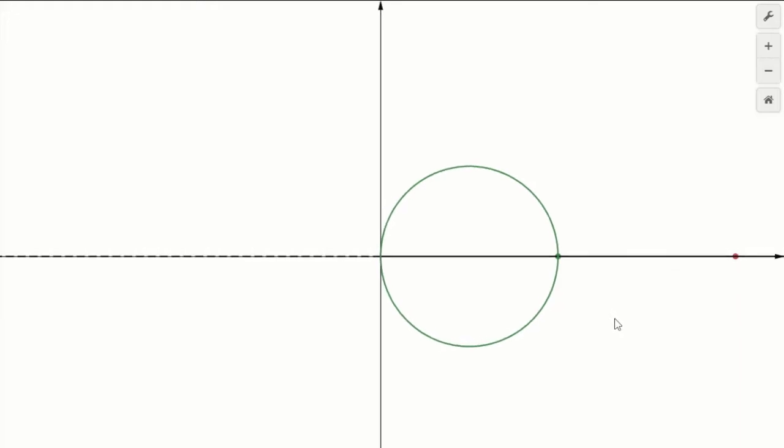All right, so here we are on Desmos, my favorite graphing calculator. Here's our polar curve for r equals cosine of theta. This is the polar curve.